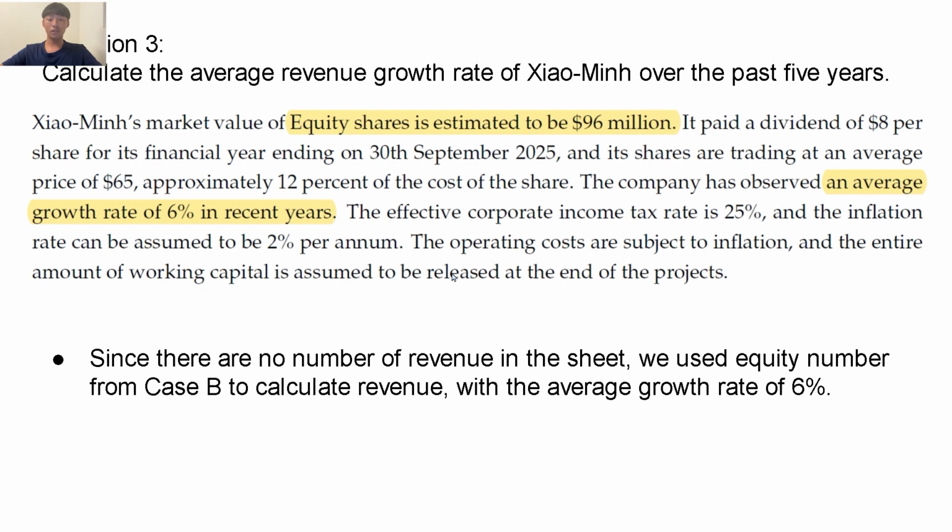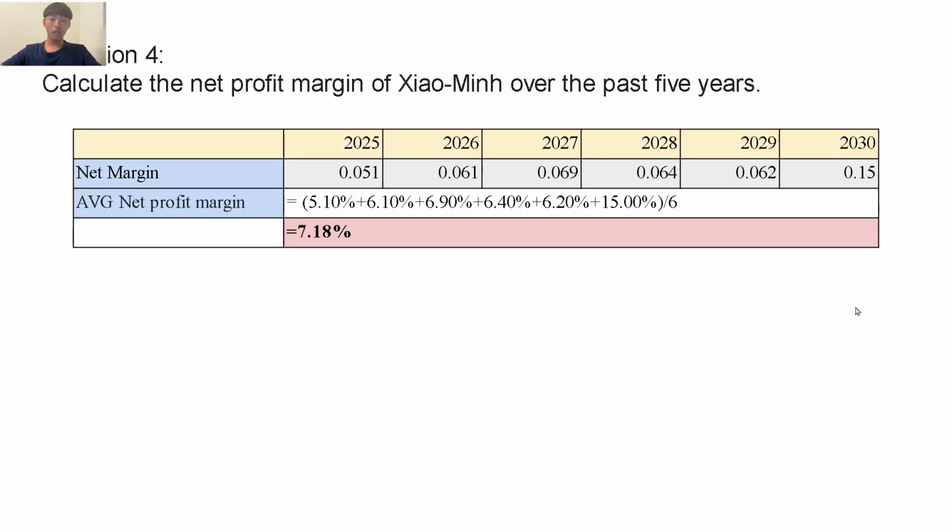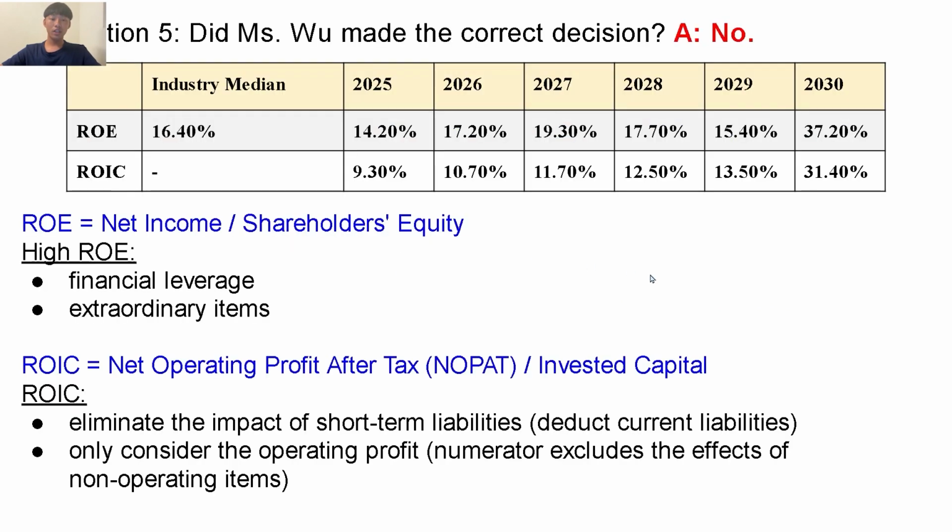Since there are no numbers of revenues in the sheet, we use the equity number from case B to calculate revenues. So we calculate the net income with ROE, and with the net margin we get the total revenue. And finally, the average revenue growth rate, 3.67%. Question number 4, we simply calculate the average of net margin, which is 7.18%.